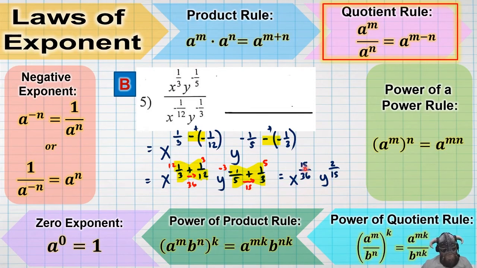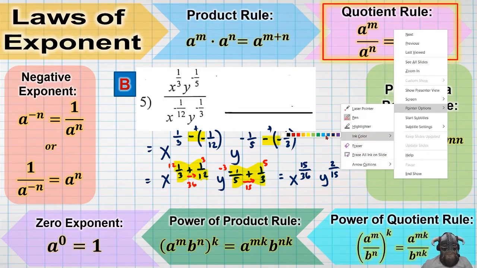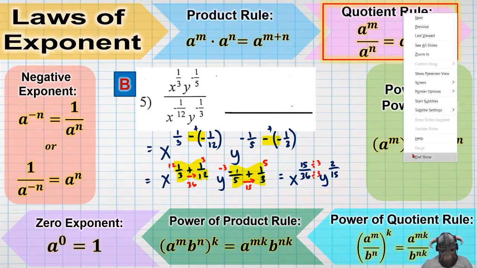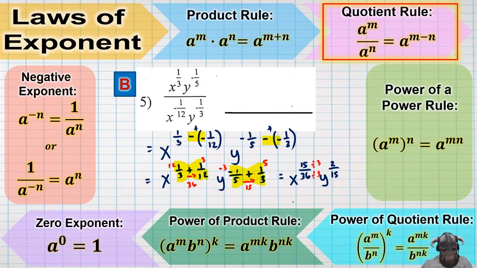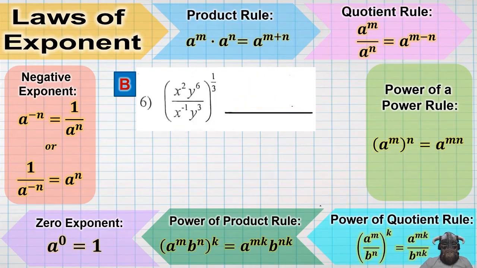But we can still simplify 15 over 36. And both of them can be divided by its GCF, which is positive 3. So we divide both of them by 3. Therefore, our final answer would be x raised to 5 over 12 times y raised to 2 over 15. Yan. So, yan yung magiging final answer natin. Okay, so tama tayo.